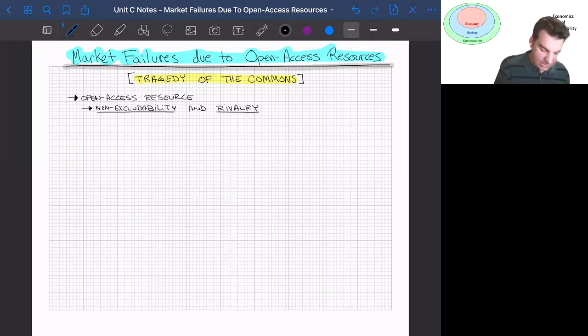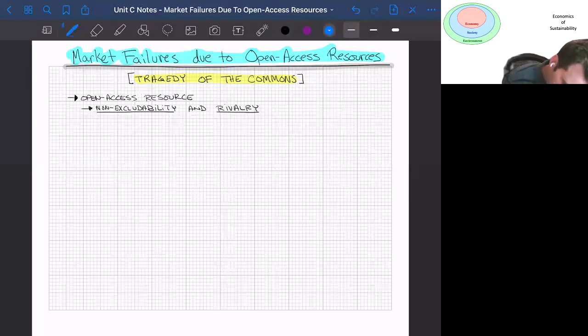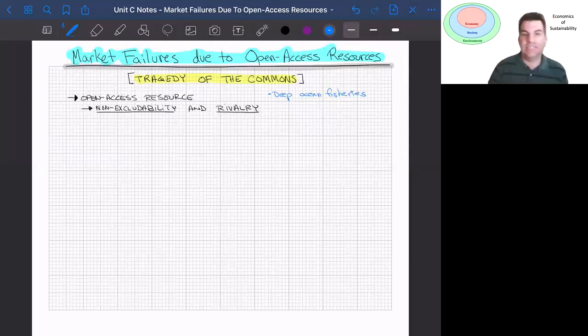And so there's lots of examples of resources that are like this. We've got examples like deep ocean fisheries. This is an example where you can't limit boats from going out into these deep areas that maybe no one claims any ownership of. And so anybody can fish there, but yet there's probably still a finite population of fish available there. And so those two things, the non-excludability and the rivalry, end up playing a role.